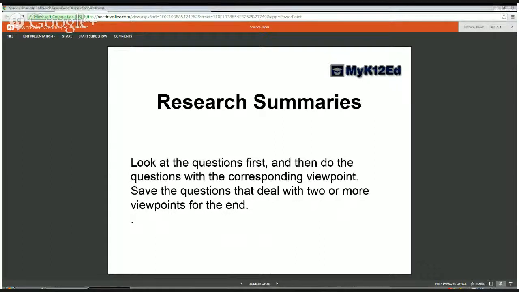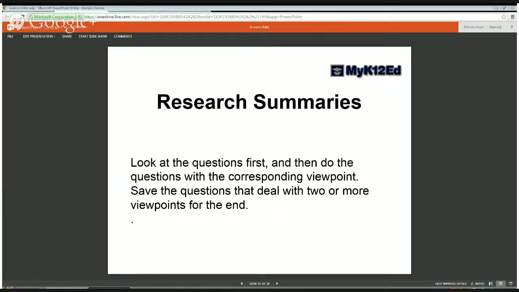You want to look at the questions first and then do questions with corresponding viewpoints, and save the questions that deal with the 2 or more viewpoints for the end. So what I mean by this is, you have your first viewpoint, and then you have your second viewpoint, and then you want to look at the questions that deal with the first passage first, do those. Then look at the questions that deal with the second viewpoint, do those, and then do the ones that talk about both of them at the very end.